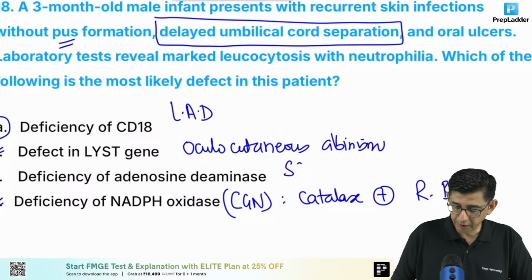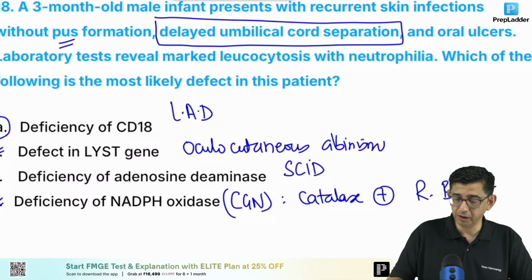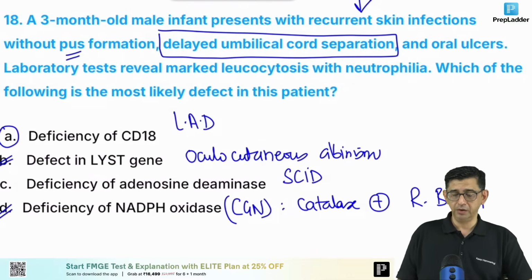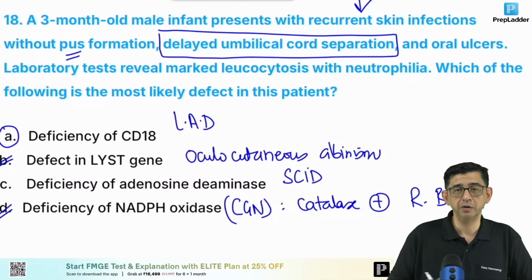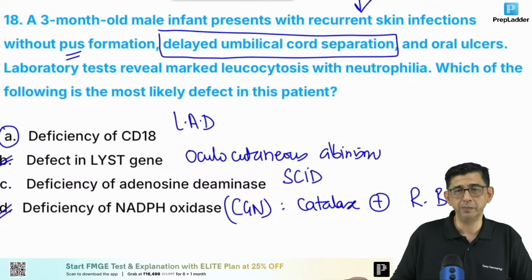And adenosine deaminase would be like severe combined immunodeficiency, where again none of the remaining options in the question would have this classical association that I mentioned of delayed umbilical cord separation. And the problem in this condition is poor quality neutrophils. The neutrophil count is high, but they're not able to stick, they're not able to do their job properly. That's why I said the quality issue is present in this case.